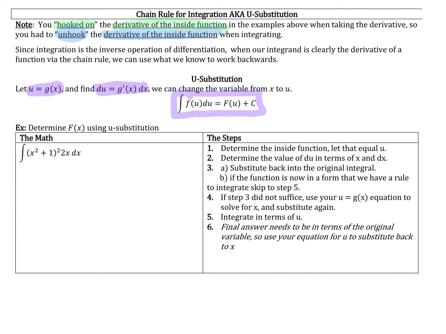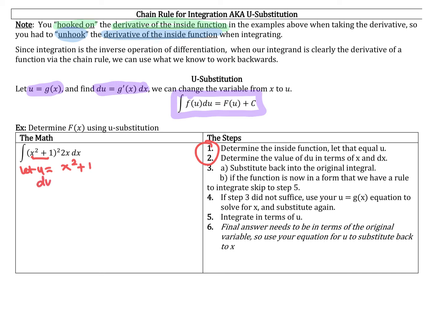So let's look at those steps in a more dynamic way and work through an example while we talk about each step. So the very first thing that we're going to do is we're going to determine what U is. Typically, the very first thing you want to try is to let U be equal to the inside function. So the insidemost function here is x squared plus 1. So I'm going to say let U equal x squared plus 1.